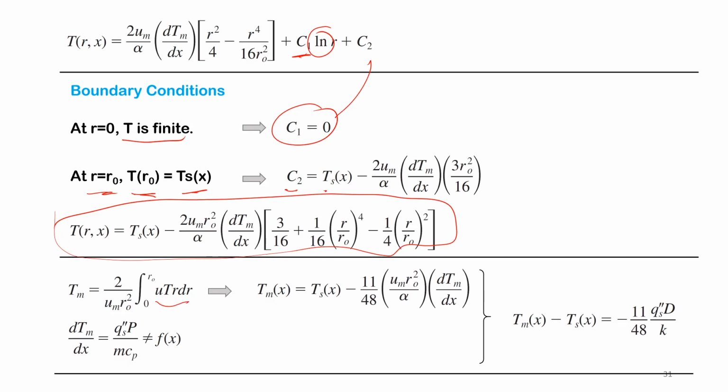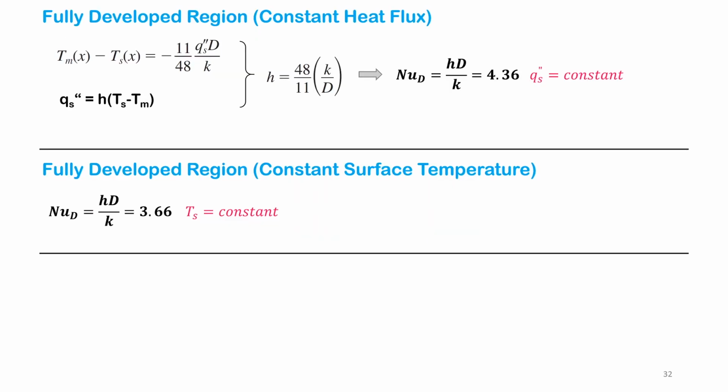So that means the integrated temperature across the cross-sectional area divided by the cross-sectional area, and then we get this expression. And if you rearrange this, Tm minus Ts is equal to minus 11 over 48 times q constant times D over k. And if you want to compare this expression with the heat flux equation, h times delta T, you can see h is equal to 48 over 11 times k over D. Okay, so this is constant.